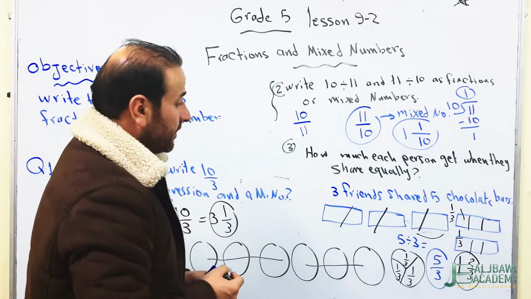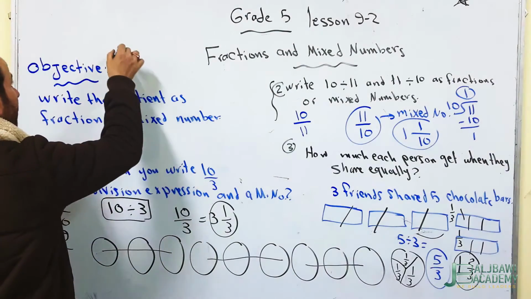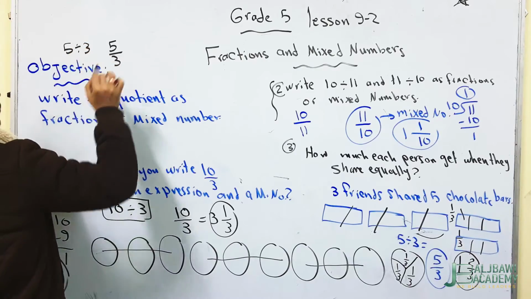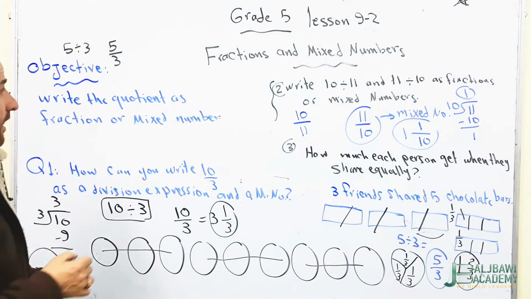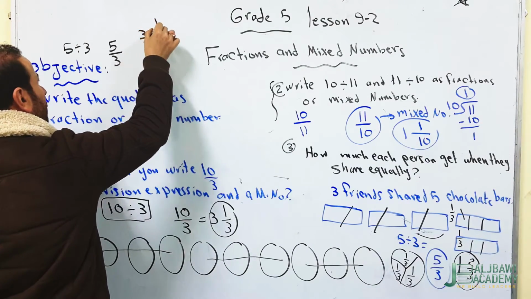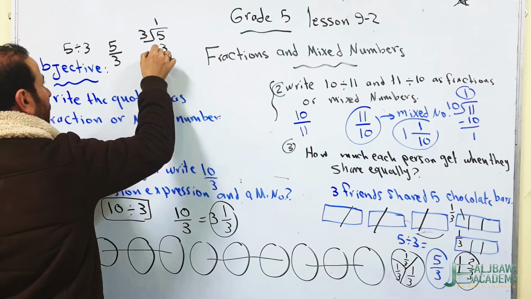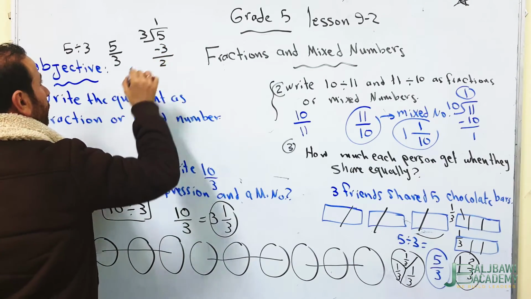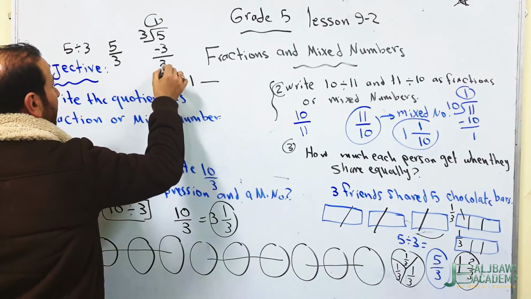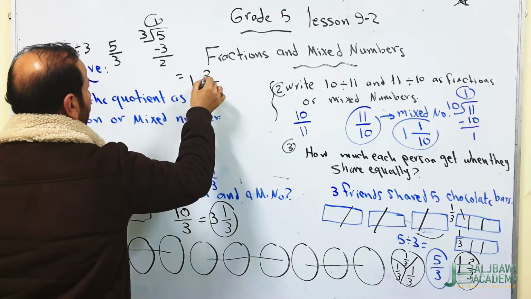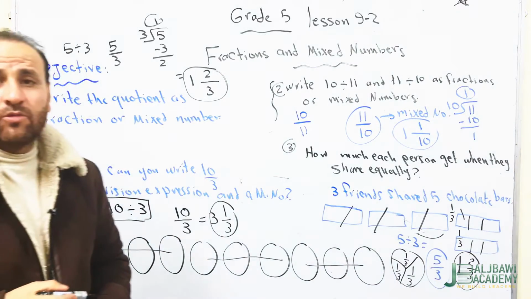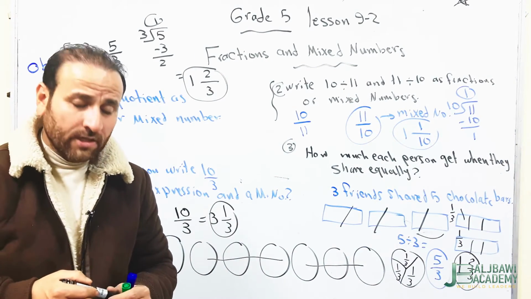Now, how do I do this using long division? As I mentioned, I have 5 over 3 or 5 divided by 3. To make it a mixed number, I make a long division. 5 divided by 3 equals 1. 1 multiplied by 3 equals 3. When we subtract, we get 2. So each one of them will take 1. So the answer is 1, and the remainder is 2 out of 3. So each one of them will take 1 whole and 2 over 3, or 2 thirds.